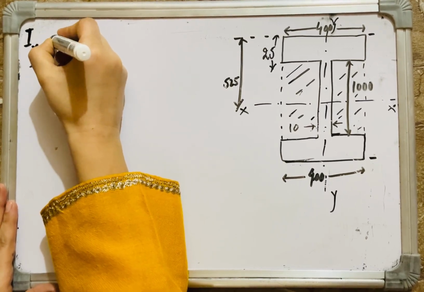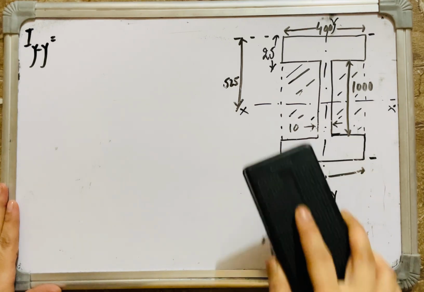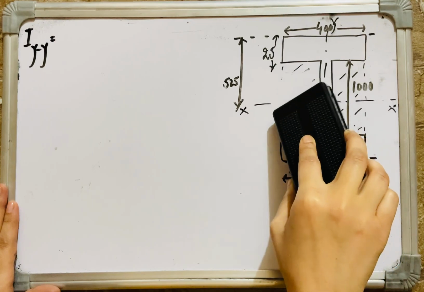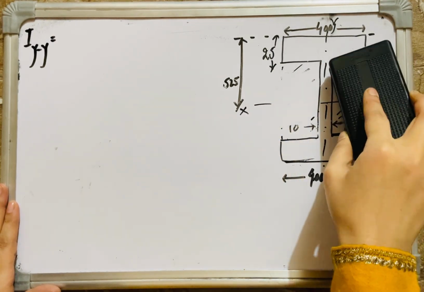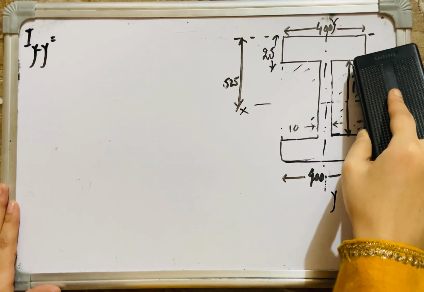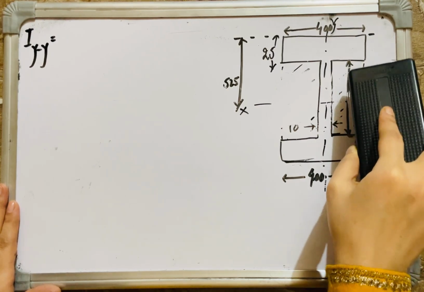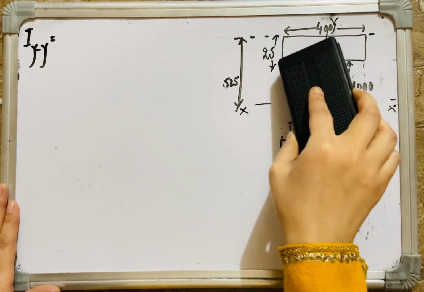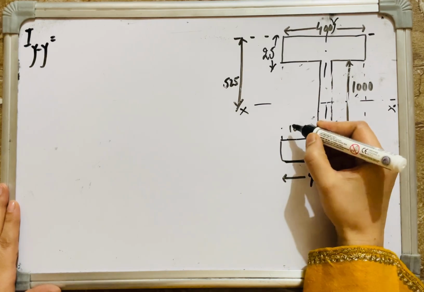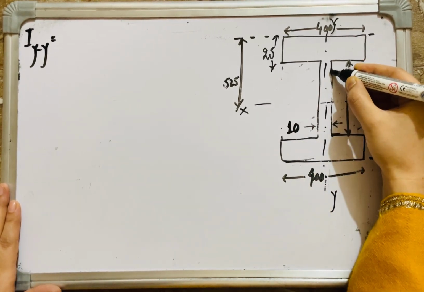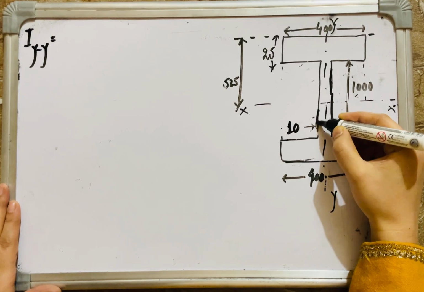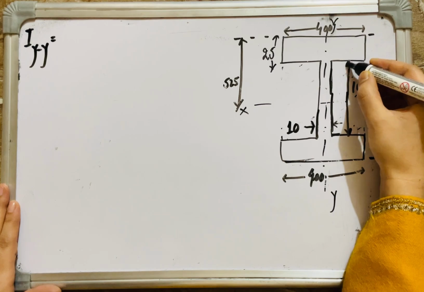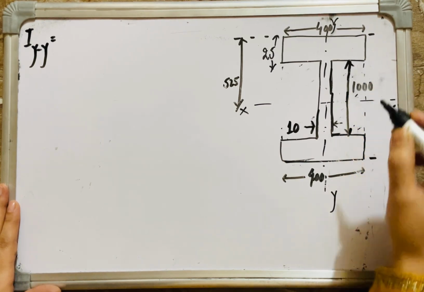Listen carefully how I'll be calculating this Iyy. Now I may rub this. We don't need this hatch section. We use this to calculate the moment of inertia about the x-axis, but to calculate the moment of inertia about the y-y axis, I don't need this thing. So let me rewrite the dimensions.